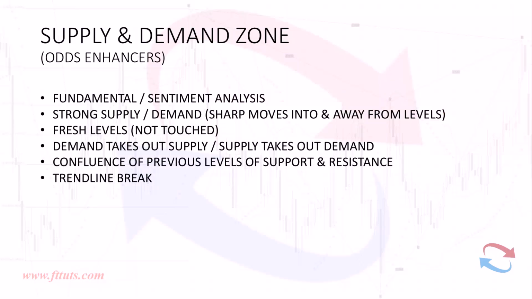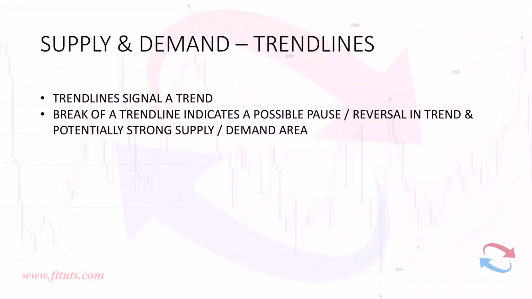The final odds enhancer is the trend line break. Now, the trend line break. Trend lines in general will signal a trend. Now, the break of a trend line indicates a possible pause or reversal in a trend and potentially a strong area of supply or demand.